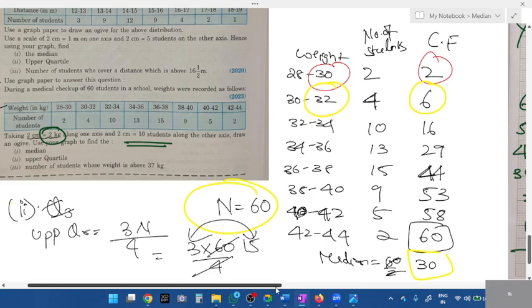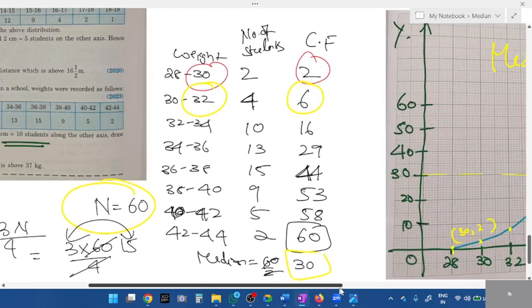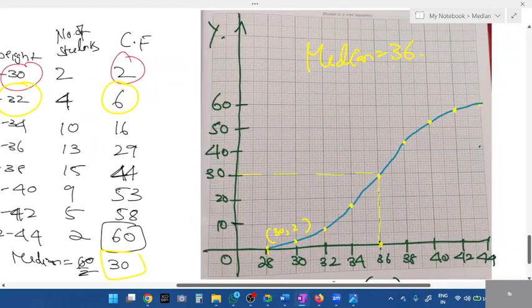All of you got 45? Okay, look here. 45. Naomi, it is 45. So for median, upper quartile, no problem. Median, upper quartile, lower quartile, which one do you take? X axis or Y axis? You always take Y axis, not X axis. You should start from Y axis.